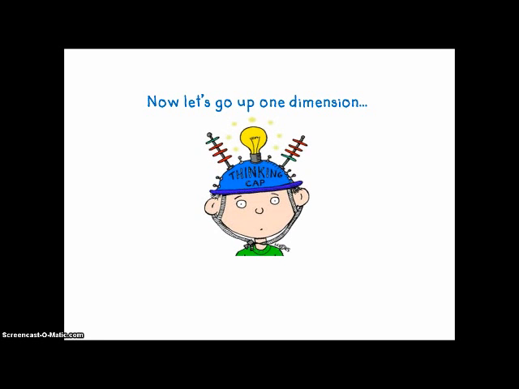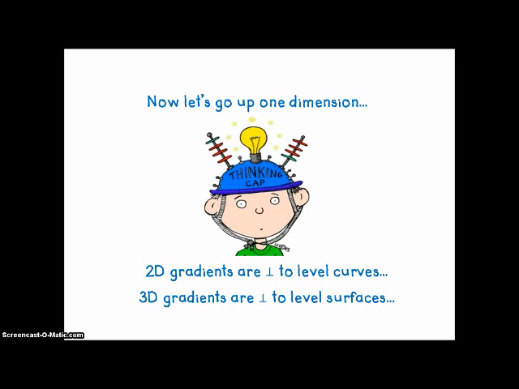Now let's go up 1 dimension. Put on your thinking caps. Recall that the 2-dimensional gradients, f sub x comma f sub y, are perpendicular to level curves of a 3D surface. Now, 3D gradients will be perpendicular to level surfaces derived from a 4-dimensional function. W, let's say, equals a function in x, y, and z. Because it's the same kind of relationship, you're just going up a level. So instead of perpendicular to level curves, the 3D gradients are perpendicular to level surfaces.